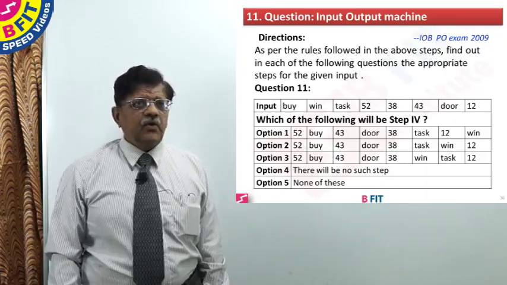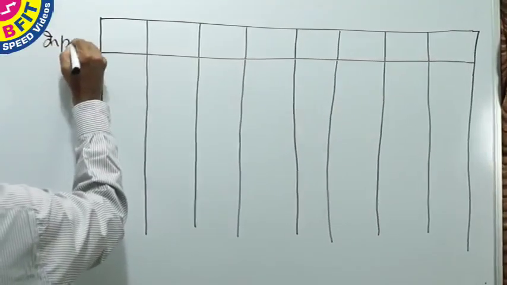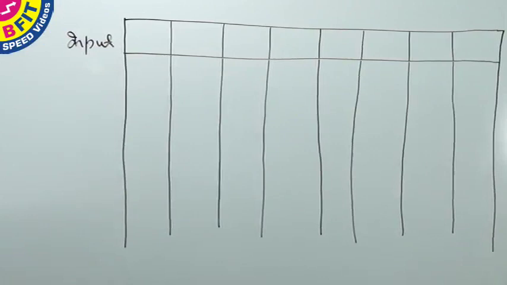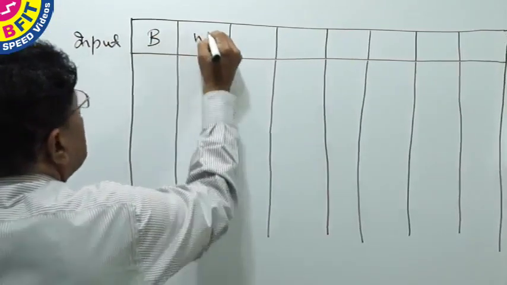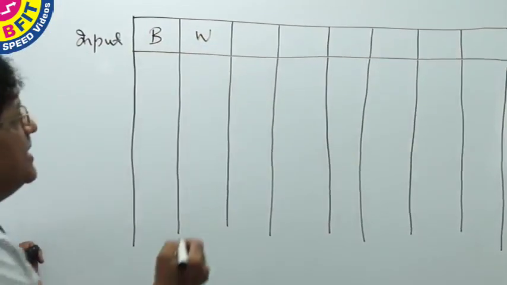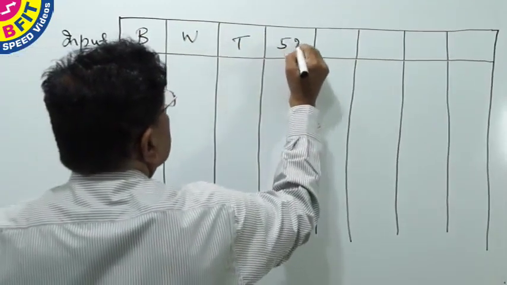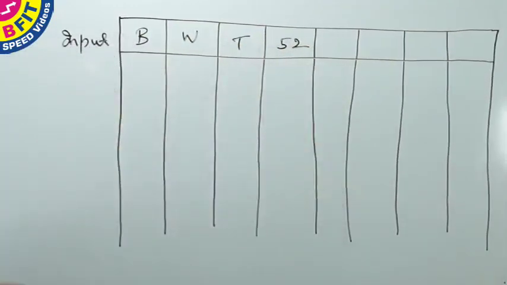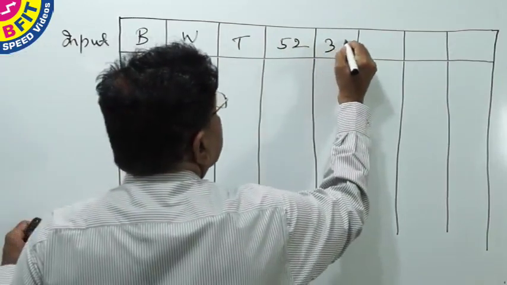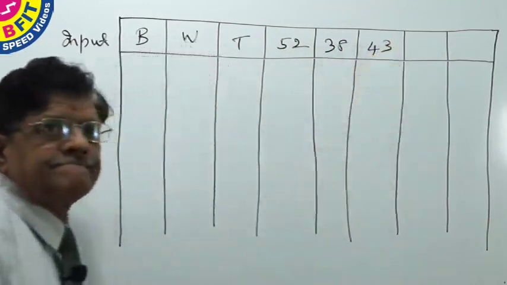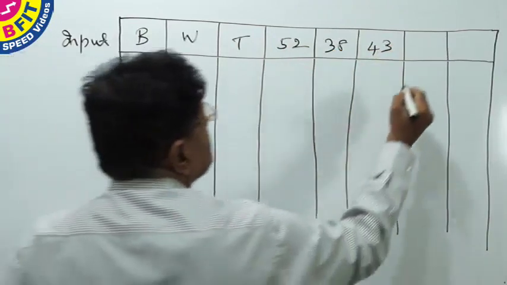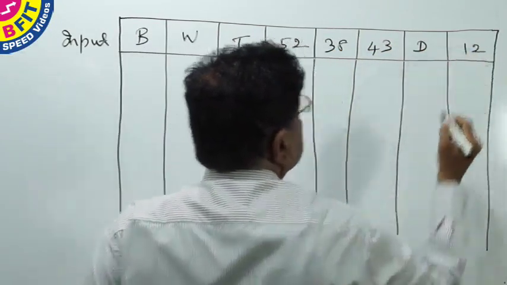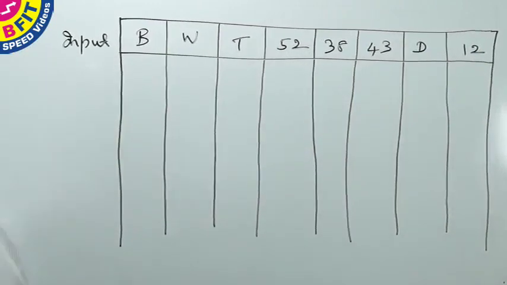Now let us see the working. Input is B, W, T 52, 38, 43, D12. BWT 52, 38, 43, D12. Now what is the question?